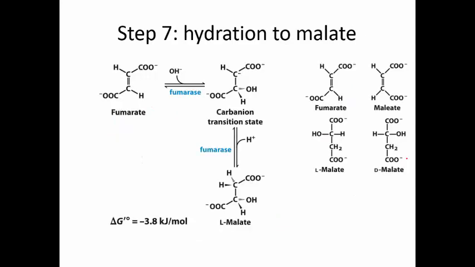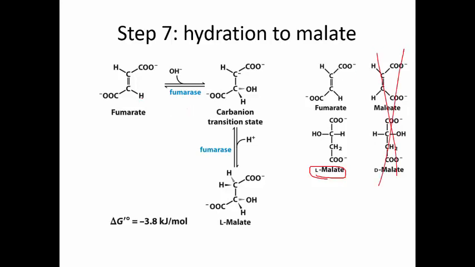Step 7 is just hydration to malate. So just to be clear, maleate is the cis version here. Malate is when we're going to add water across that double bond. And because we started with fumarate, we exclusively make L-malate. This is a chiral carbon right here, as opposed to what would be called D-malate. Hypothetically, if we would hydrate this, we would get D-malate. But we don't have these things.